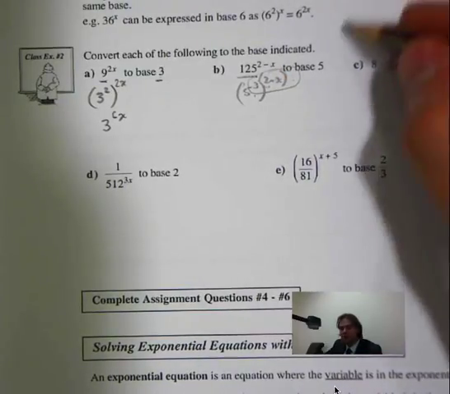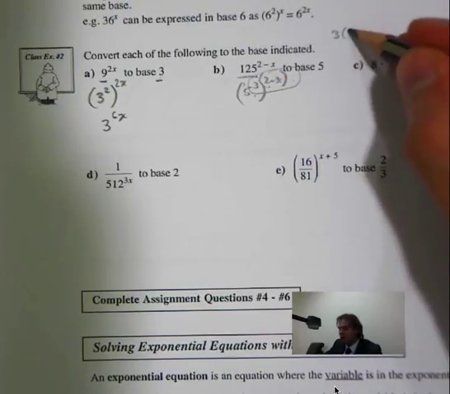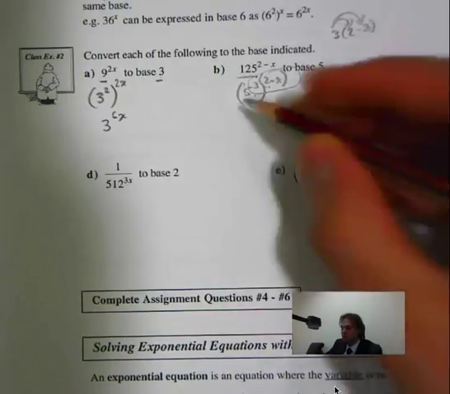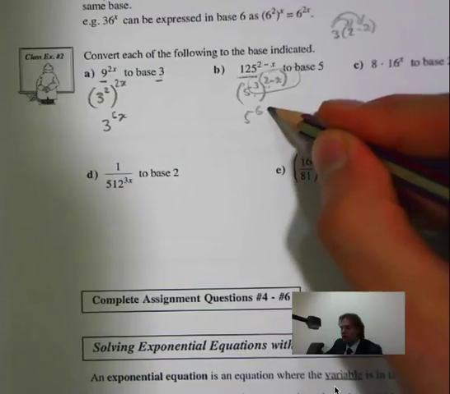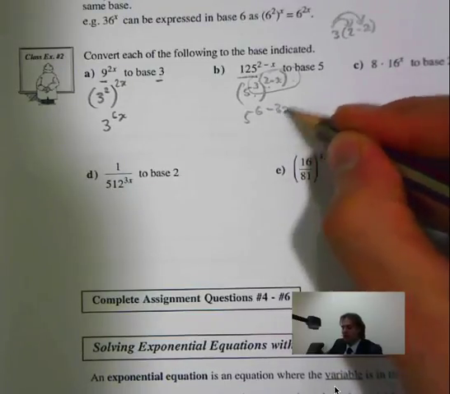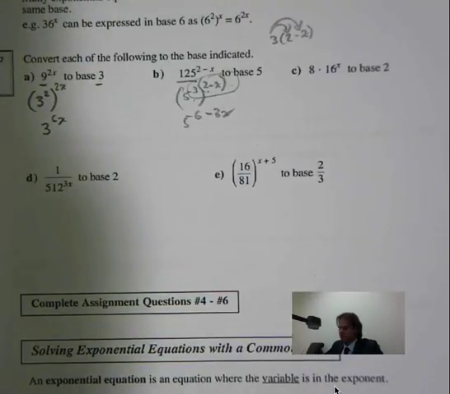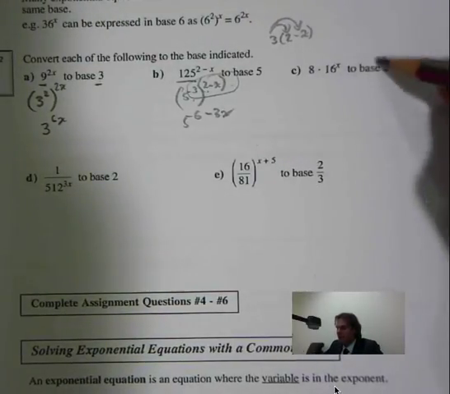This exponent is 3 multiplied by 2 minus x. So the 3 must go into both. Distributive property. 5 to the 6 minus 3x is my solution. Okay? There we go.